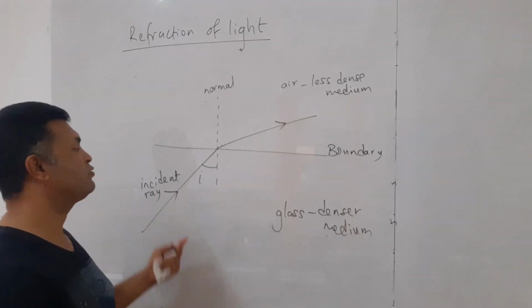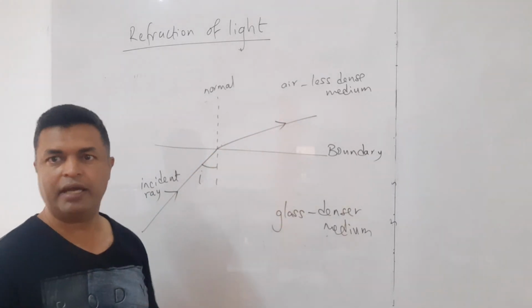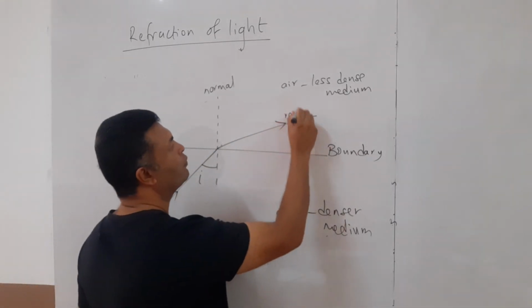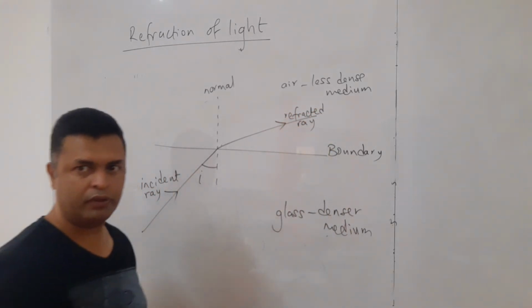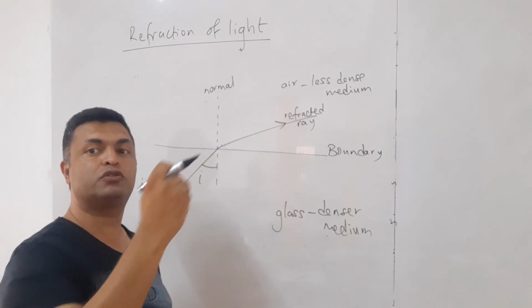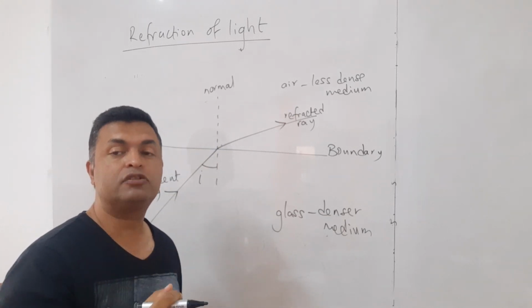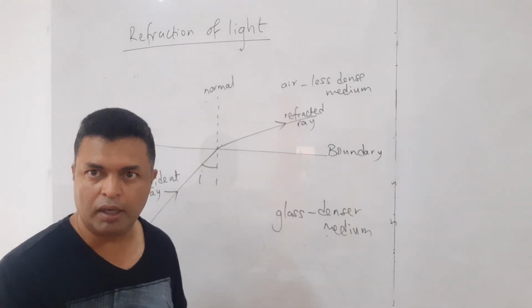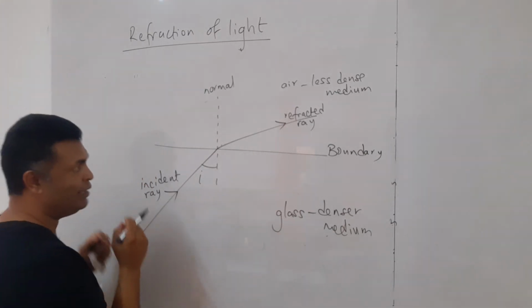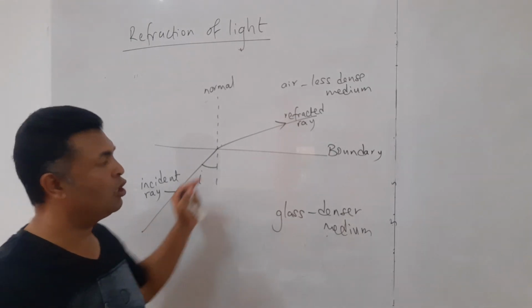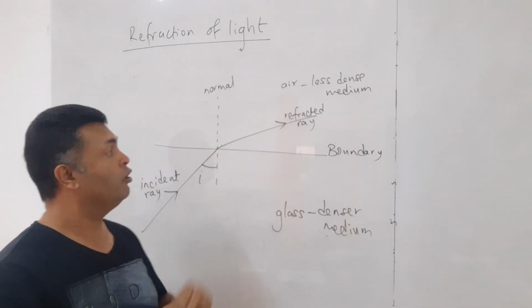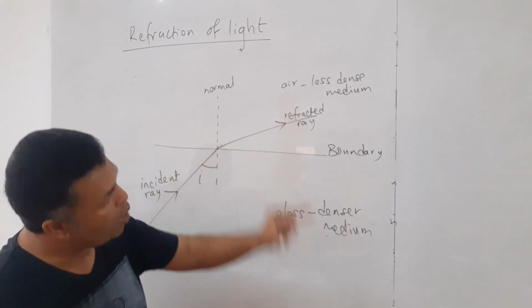Now, because it is from denser to less dense, the refracted ray is bent away from the normal. When it was from less dense to denser, the refracted ray was bent towards the normal. Now it is from denser to less dense medium. So when it is from denser to less dense medium, the refracted ray is bent away from the normal.